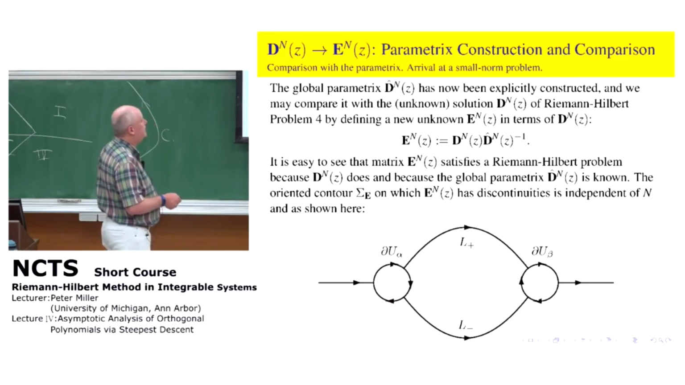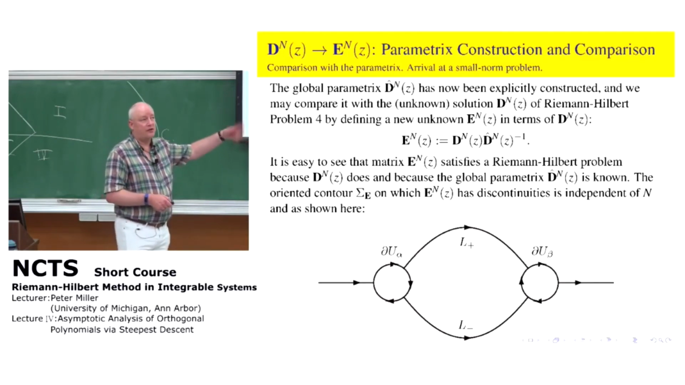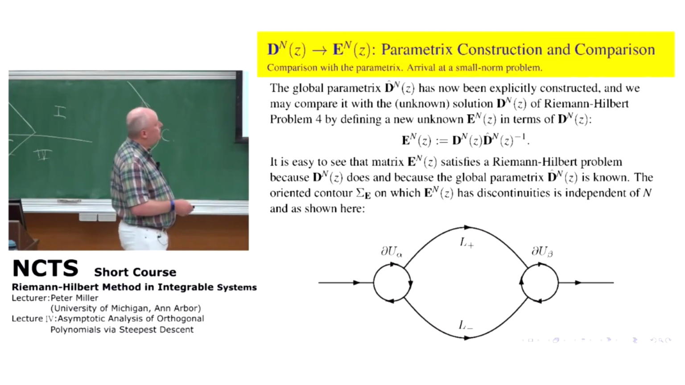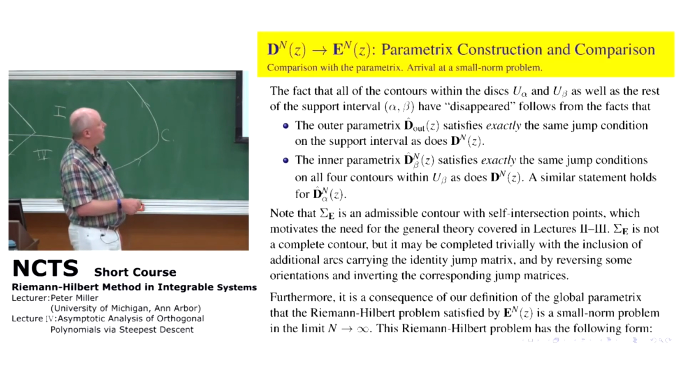It's not complete. For instance, every complete contour should have 4 arcs, or an even number of arcs, at each self-intersection point. And there's only 3 of them here. But as you know, we may simply modify this by adding some extra arcs and then changing the orientation on some as necessary, and then we'll have a complete contour. So that's not a problem. Right, so it's not a complete contour, but we can complete it.